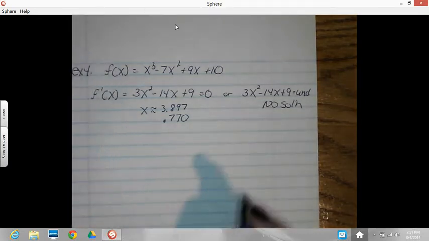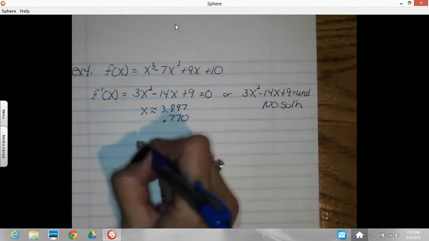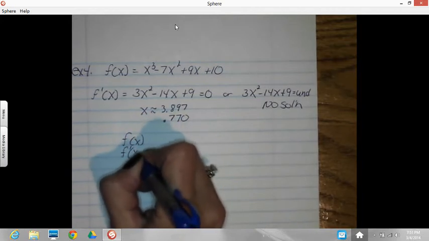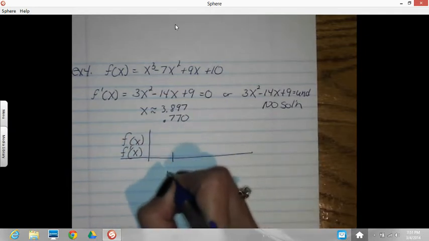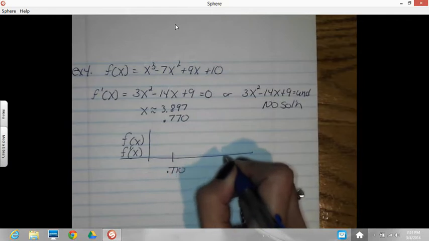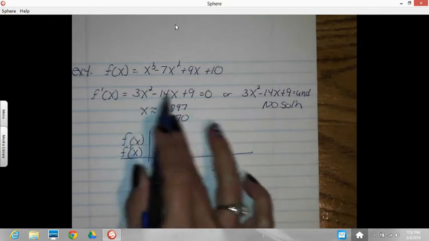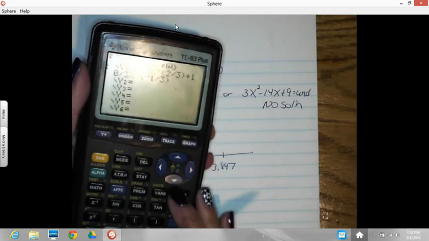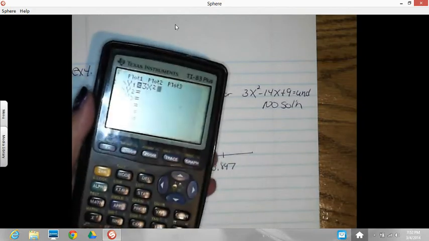So now each of these is either a max, a min, or horizontal plateau. I can tell by making the little number line graphs. Let's see, 0.770, 3.897. And I'm going to put in this quadratic. It's always the derivative we're putting in here because we want to know what's happening before and after. So 3x squared minus 14x plus 9.